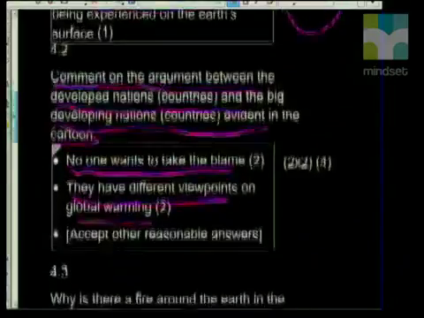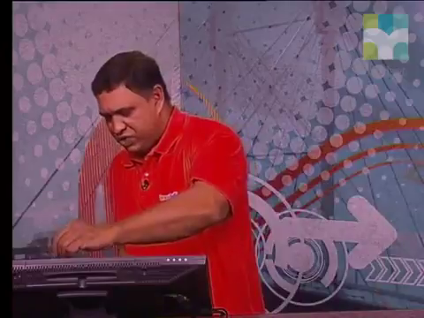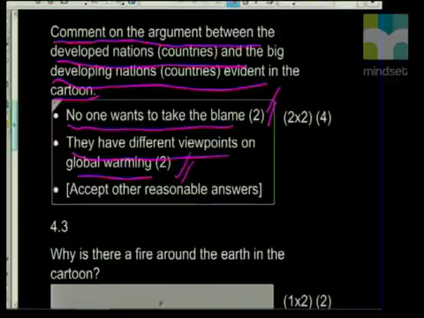Okay, so basically your answer there is on the argument that's happening. But again, it's linking the cartoon to what you have studied. You've studied already this issue. It's not something new, all right? The disagreement between the two, and you know the reasons. So this gives you your 2 marks.